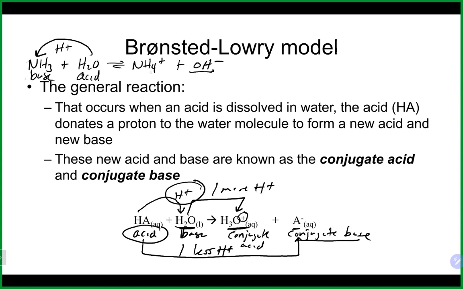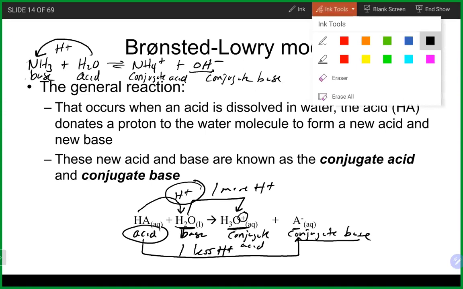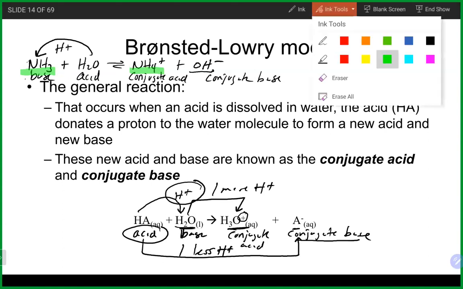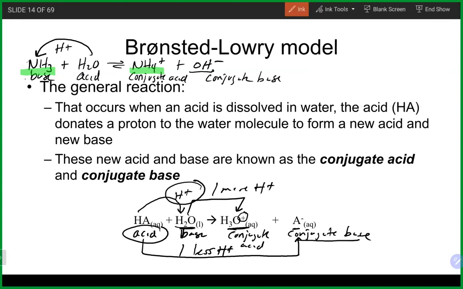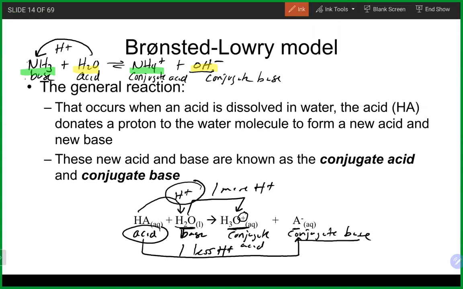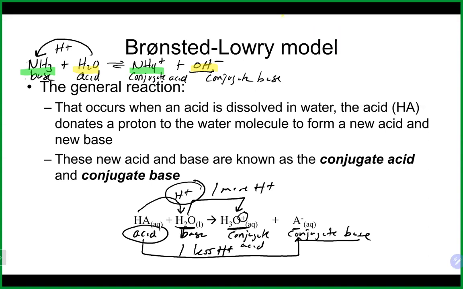That means that on this right-hand side here, the NH4 plus would be our conjugate acid, and the OH minus would be our conjugate base. So these two things are related to each other, the NH3 and the NH4 plus. The only difference between those two things, once again, is just an H plus. And the water here and the OH minus are also related to each other. Once again, the only difference there is an H plus.